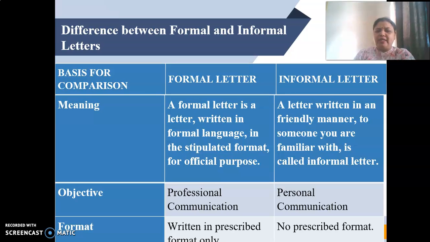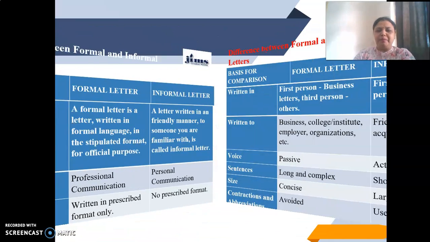What are the objectives behind the formal letter? Professional communication is the sole purpose of a formal letter, whereas personal communication is the purpose of an informal letter. Format. In case of format, a formal letter follows a prescribed format, but an informal letter generally does not follow a prescribed format.